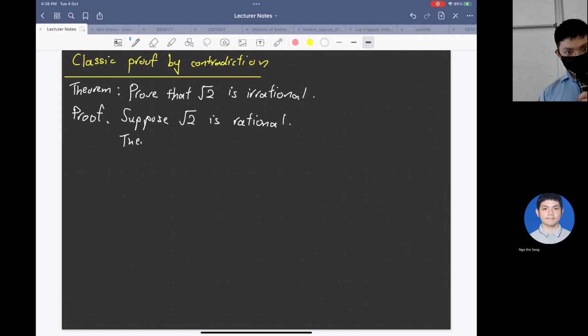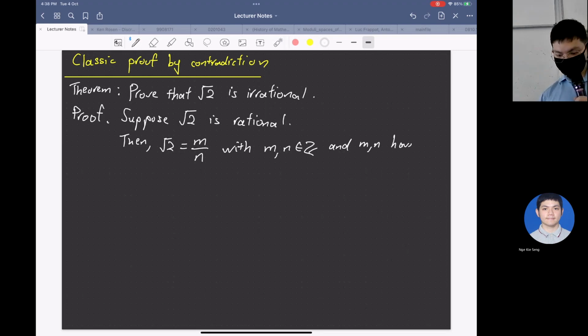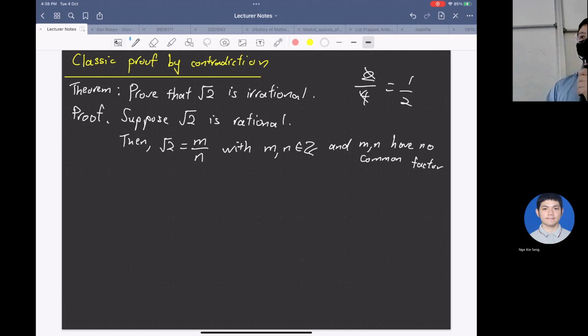Then since it is rational, we can write it in fraction form, right? So I can write it as m over n. Remember the rational number m over n, where m and n have no common factor. So we can simplify them, right? You agree? Okay, good.